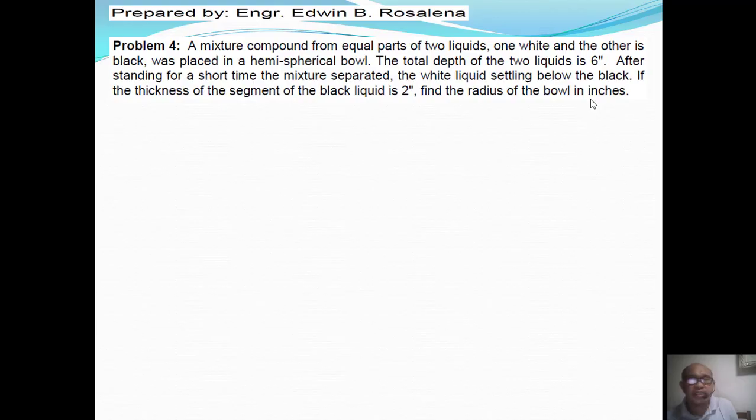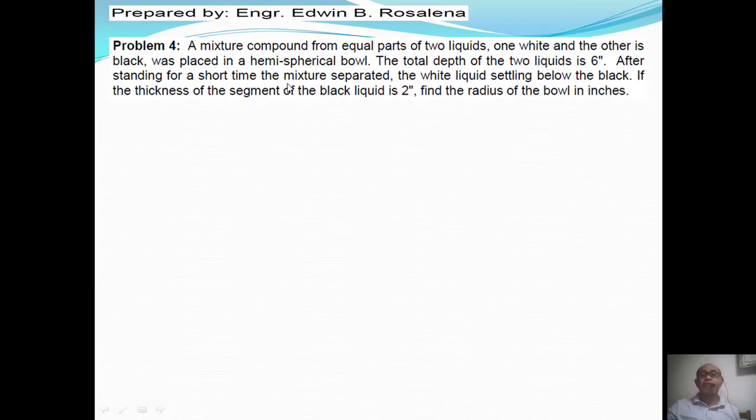Okay? So, how will you solve that? What is your approach? Figure muna, no? Okay. So, originally, there is a mixture of two equal parts of two liquids. They have colors, one white and the other black. At first, they mix, then they are placed in a hemispherical bowl. Now, the total depth is 6 inches. I-take note natin yung mga values, ha?